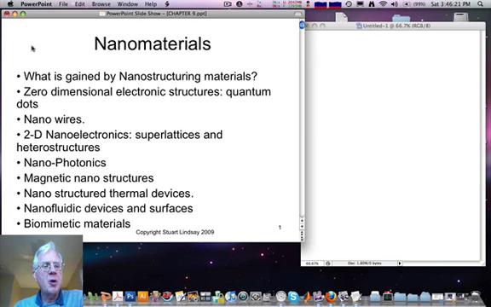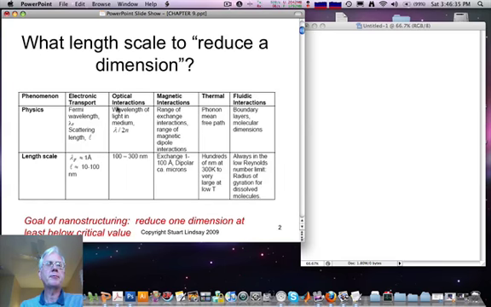As a separate little topic, we'll also discuss the way in which nature can point the way to nanostructuring as we copy nature's nanomaterials in a process called biomimetics.